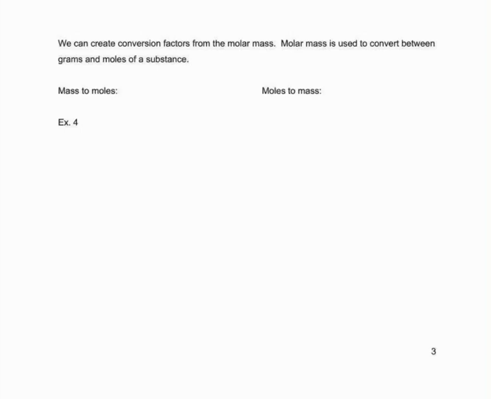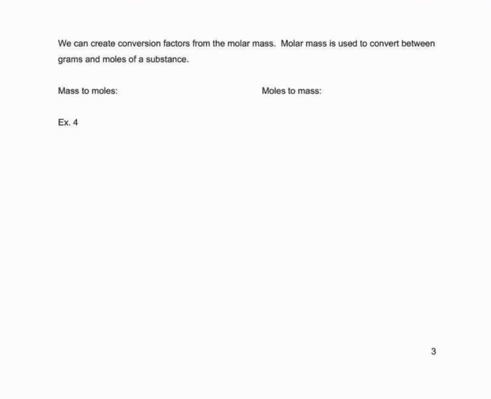So we're in Unit 7, the mole, and we're talking about molar mass. Molar mass was something that for an element we found on the periodic table, it was the atomic mass number. It is the number of grams in 1 mole of an element.